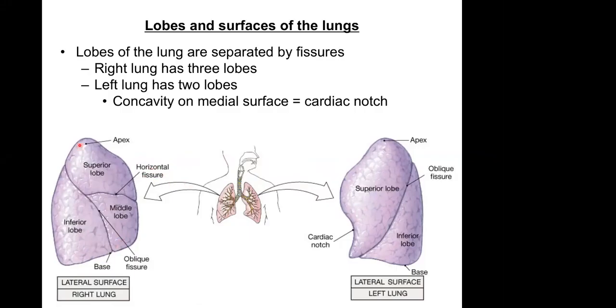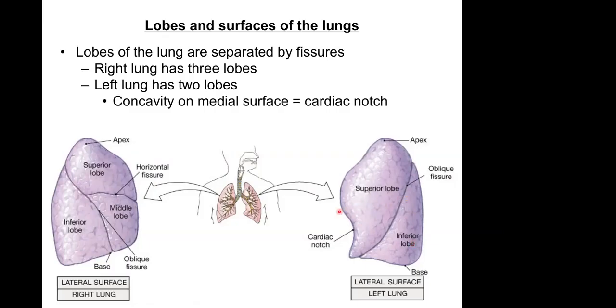So in the right lung, because they have three lobes, they need two fissures. One is the horizontal fissure, one is the oblique fissure. So the oblique and horizontal fissures create those three lobes. On the other hand, in the left lung, we have only one fissure called the oblique fissure. So the horizontal fissure is absent here because we need two lobes, superior and inferior.